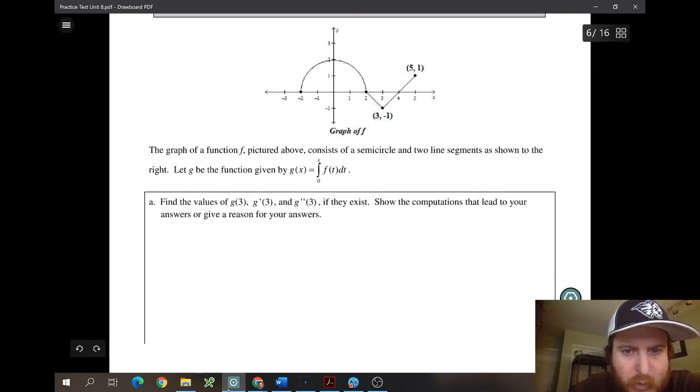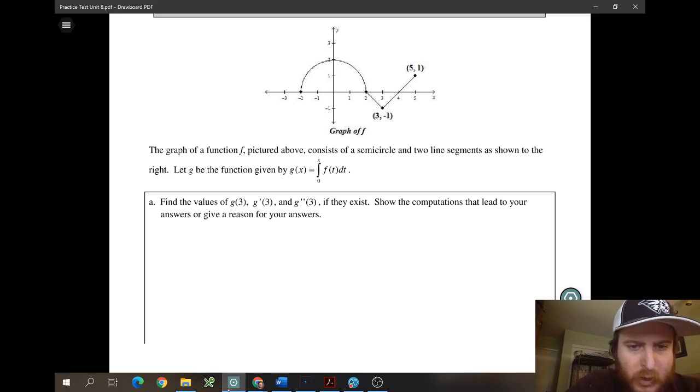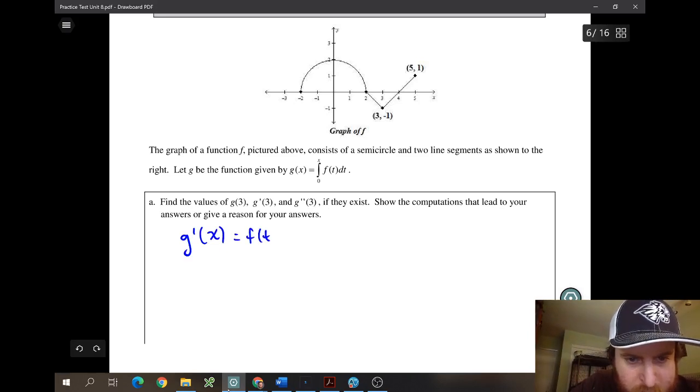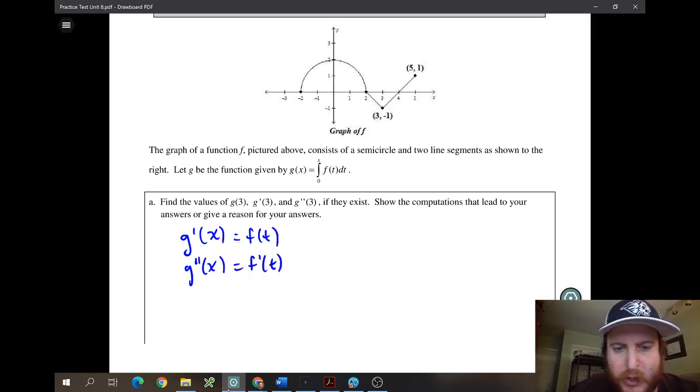So we have a graph like this, and it says find the values of g of 3, g prime of 3, and g double prime of 3 if they exist. So the very first thing, and you get points for this, is we want to set g prime of x equal to f of t. We want to set g double prime of x equal to f prime of t. Even if we don't do anything else, we're guaranteed to probably get a point there.